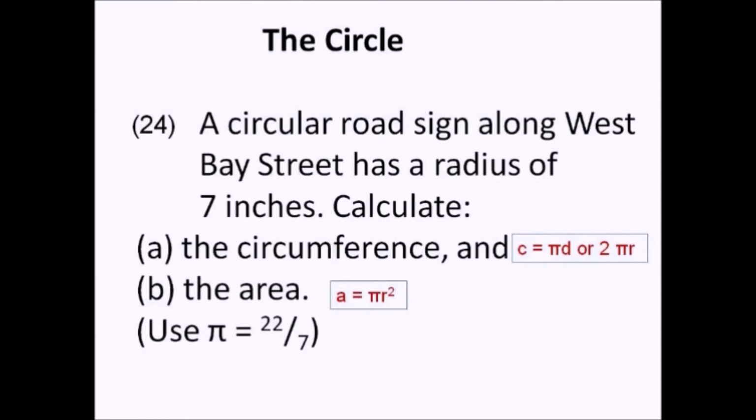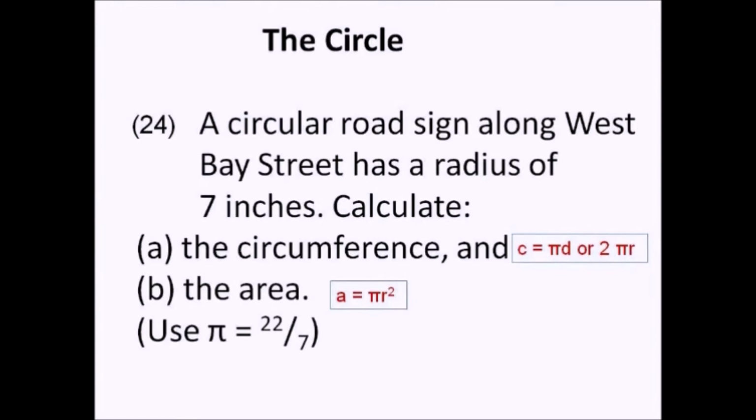Number 24. A circular road sign has a radius of 7 inches. Calculate A, the circumference, and I gave you the formula. And B, the area, and I gave you the formula. Circumference is equal to pi d or 2 pi r, and the area is equal to pi r squared. You use pi as 22/7. You must use 22/7 for pi. Go ahead, guys, work it. Do your circumference first.